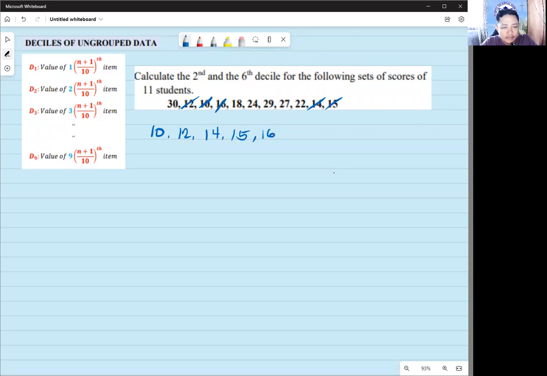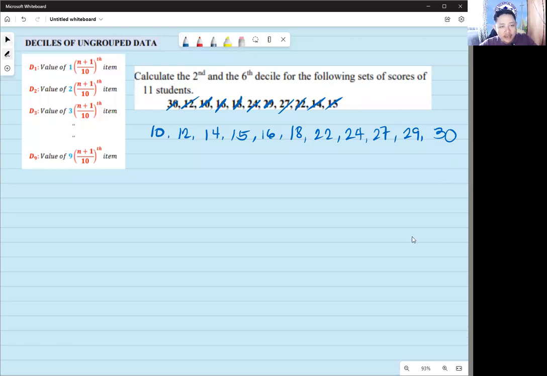16, 18, and then 22, 24, 27, 29, and 30. That's it. That's the first step. We need to arrange the set of data ascendingly. So we have 1, 2, 3, 4, 5, 6, 7, 8, 9, 10, 11.